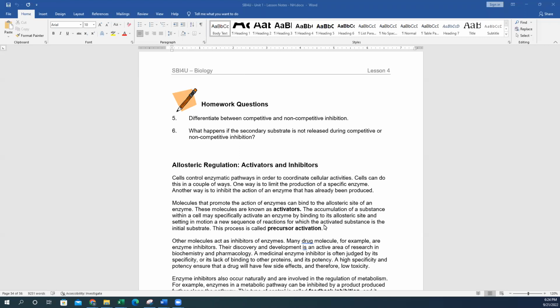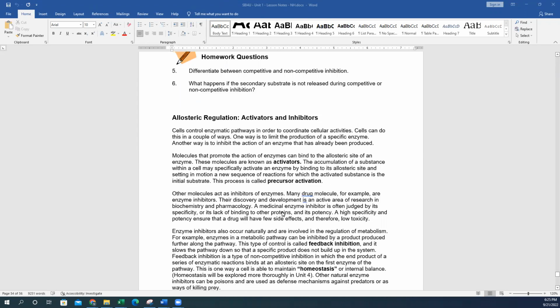And when you have the accumulation of a substance within a cell, then a cell may specifically activate an enzyme by binding to its allosteric site, and as a result, causing a new sequence of reactions for that activated substance to the initial substrate. And in this type of regulation, this is called precursor activation.